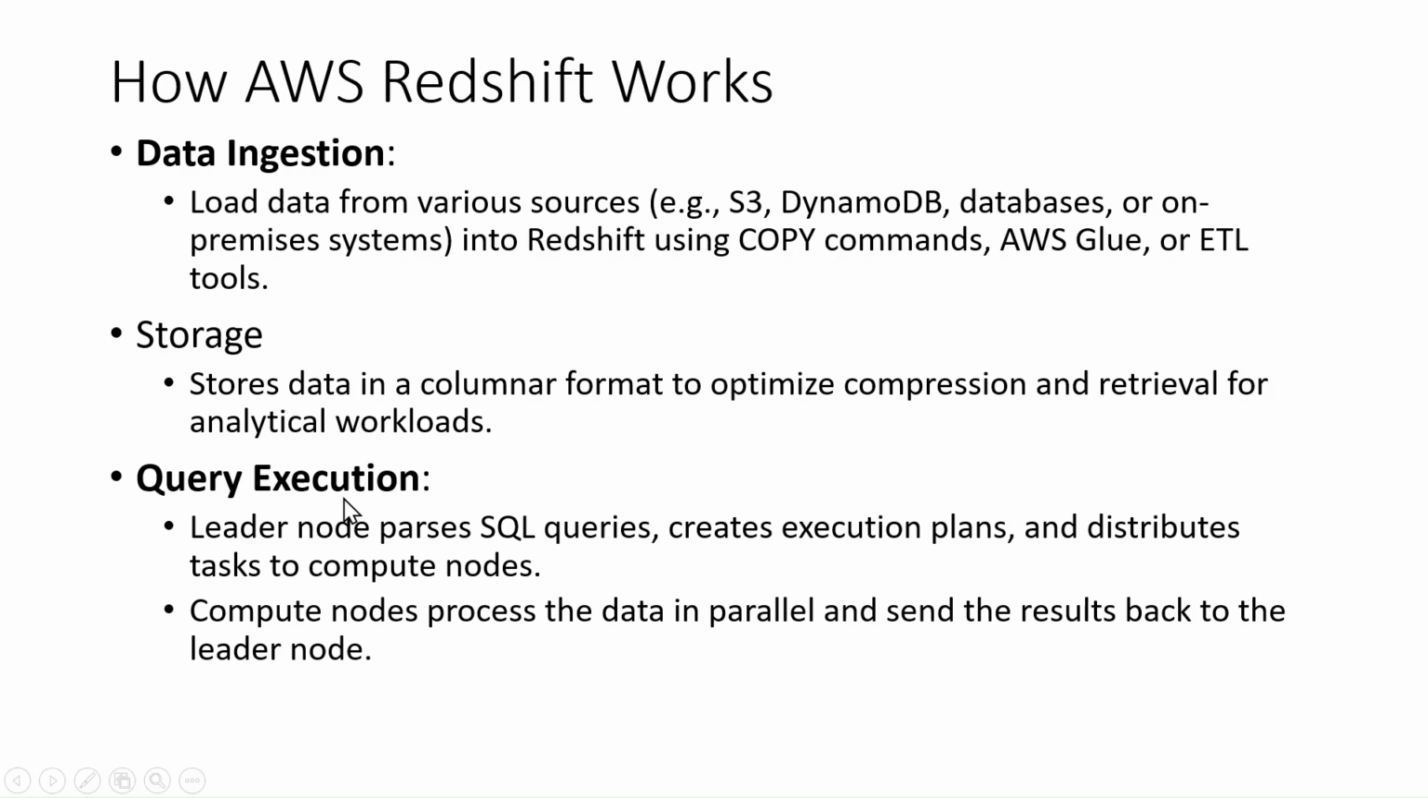Next is query execution. The leader node parses SQL queries, creates execution plans, and distributes tasks to the compute nodes, and the compute nodes process the data in parallel. We need to query or fetch the data before we analyze things: what should be analyzed, what parameters or attributes should be taken. For that the leader node will parse the query, and the compute nodes will start processing in parallel and send results back to the leader node once the data is processed.